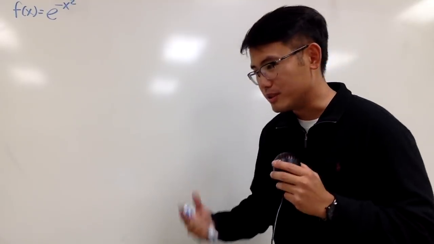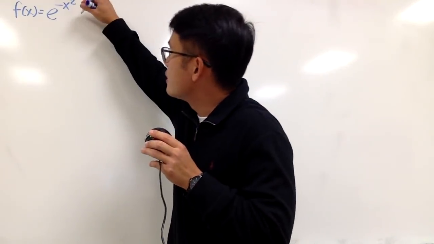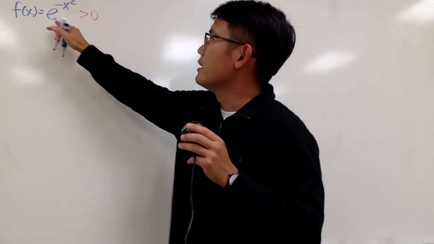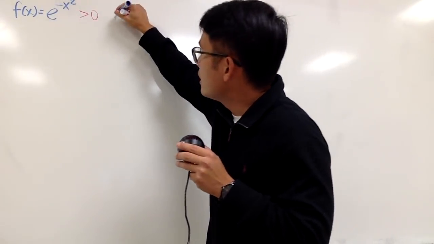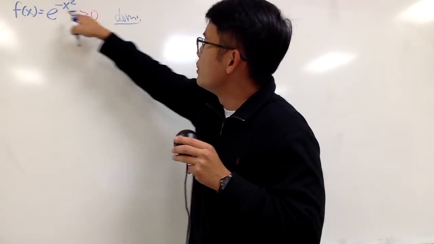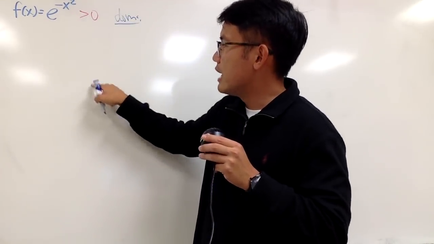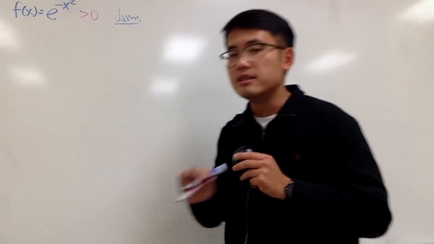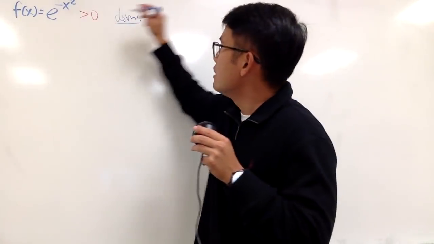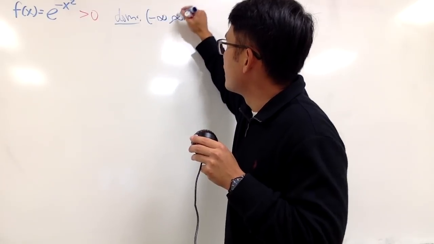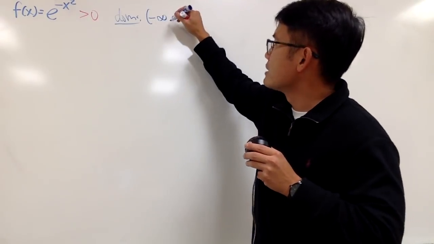Anyway, let's talk about a few things first. We know this right here is always greater than 0 because it's e to the whatever, right? And the domain here, if you would like, you can look at this as 1 over e to the positive x squared, but the denominator is never 0, and there's not any other place that we have to worry about. The domain here is just all real numbers, so I will write down from negative infinity to positive infinity.